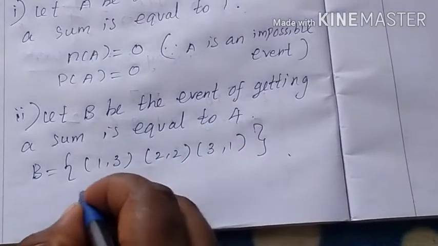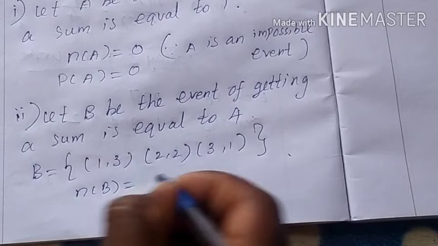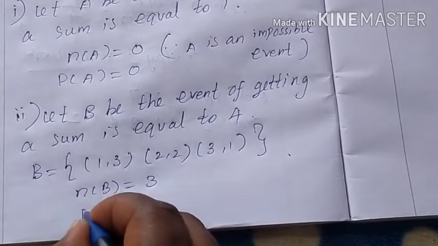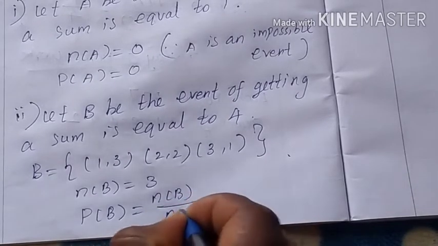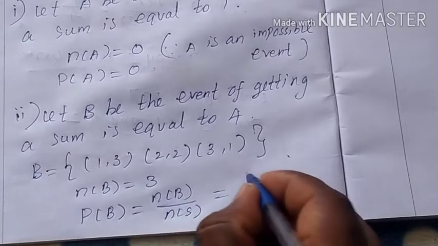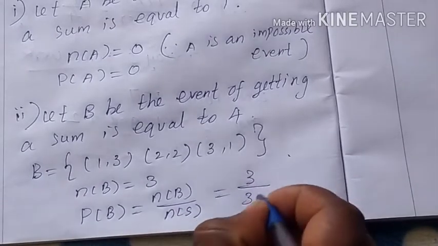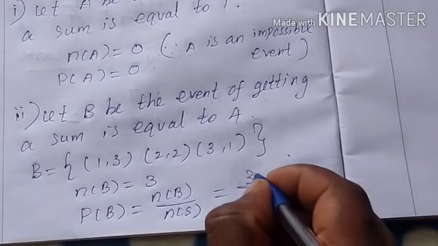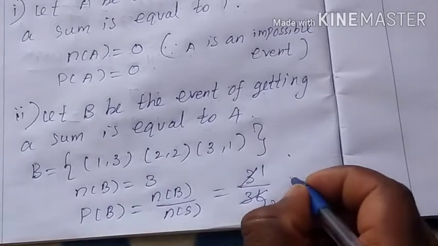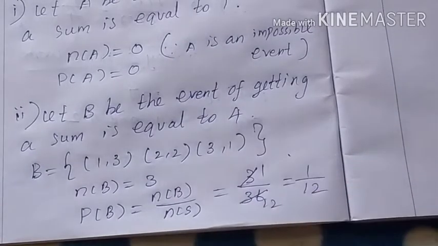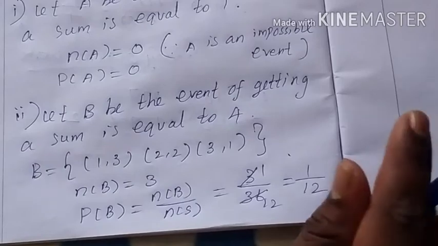That's all. So what is n(B)? The number of outcomes in the event is 3. So P(B) is equal to n(B) divided by n(S), which is equal to 3 divided by 36. Making the cancellation, 3 times 1 is 3 and 3 times 12 is 36, which is equal to 1 divided by 12. Have you understood?